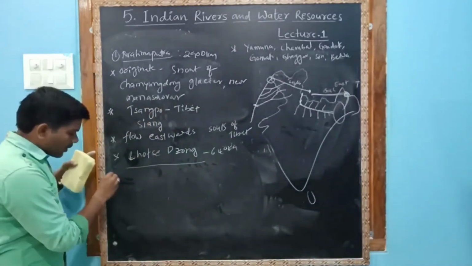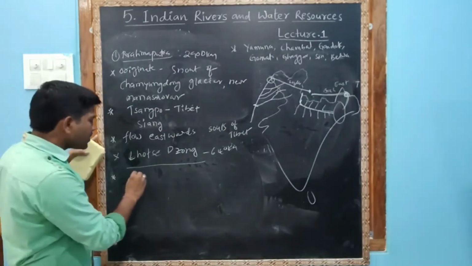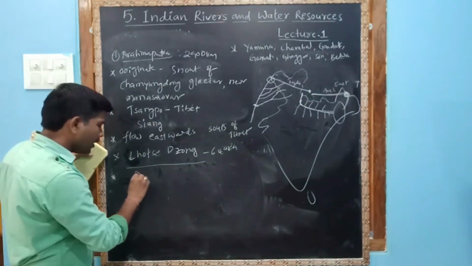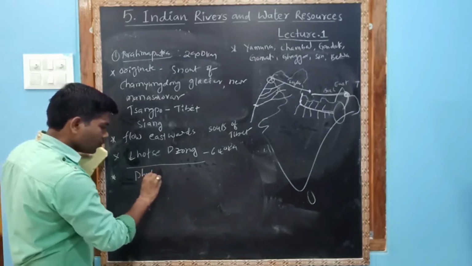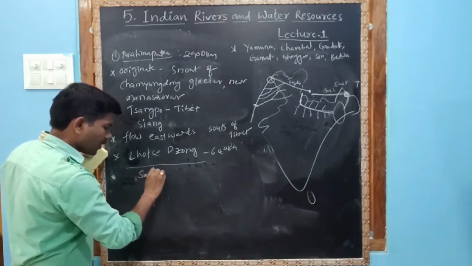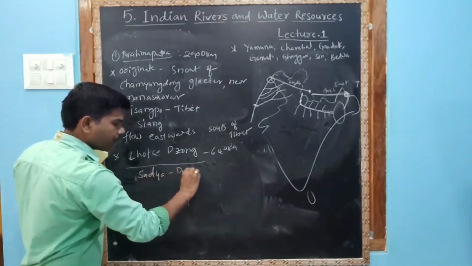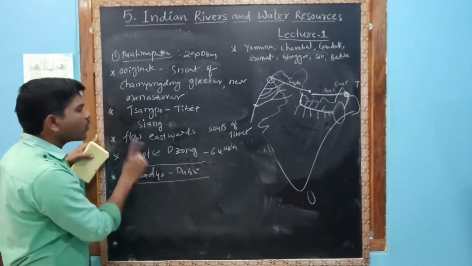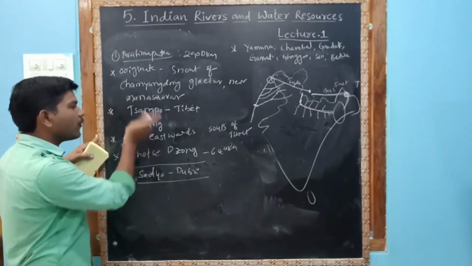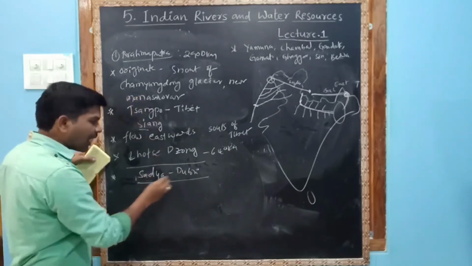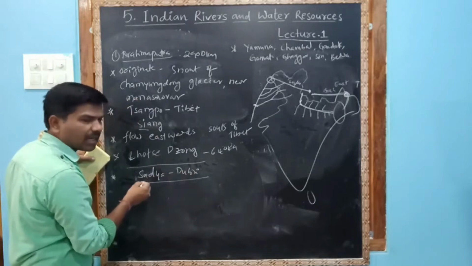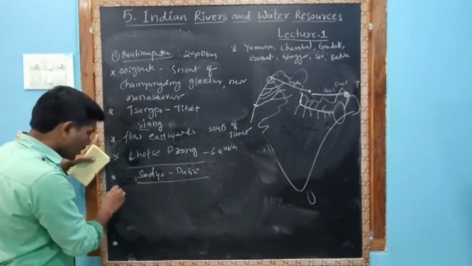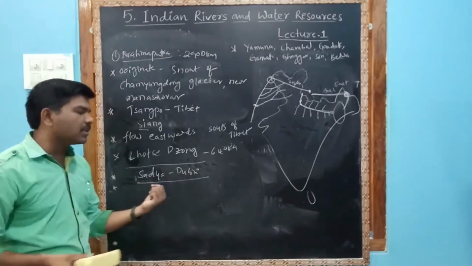This Brahmaputra River is called Brahmaputra between Sadiya and Dhubri. Before Sadiya it was called Siang. Before Siang it is called Sangpo. Dhubri is near Bangladesh, Sadiya is in India. It is not given in the textbook, but you have to remember this: Sadiya, Dhubri.